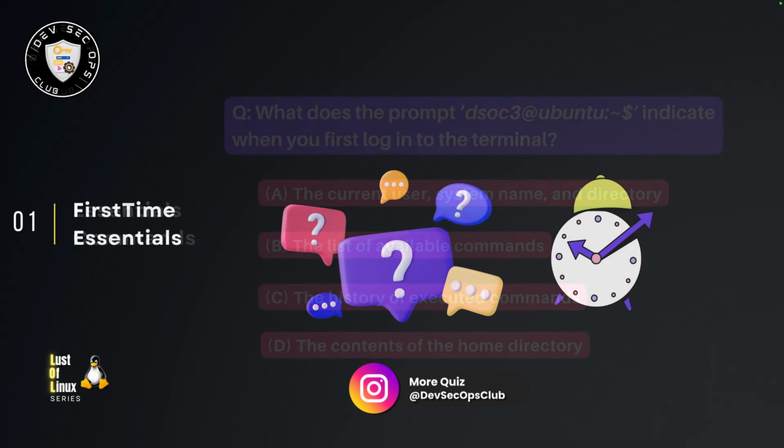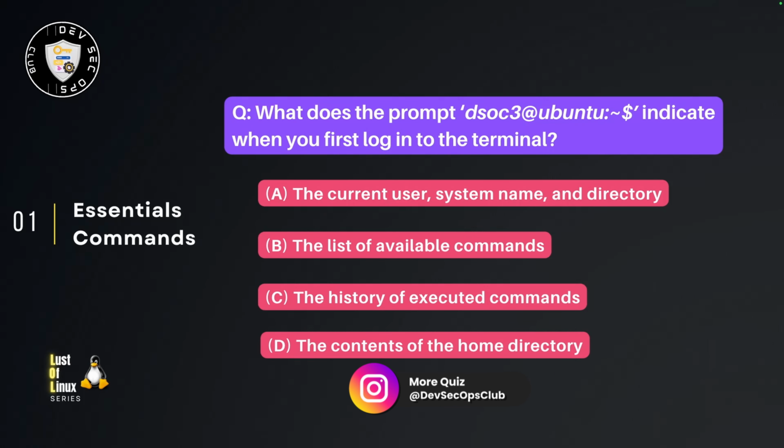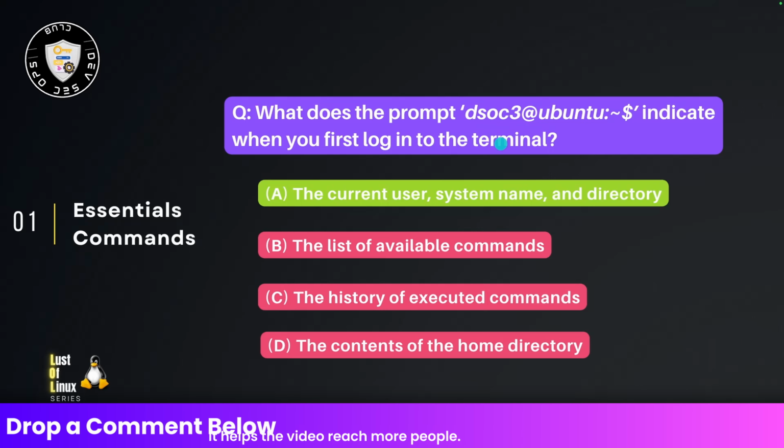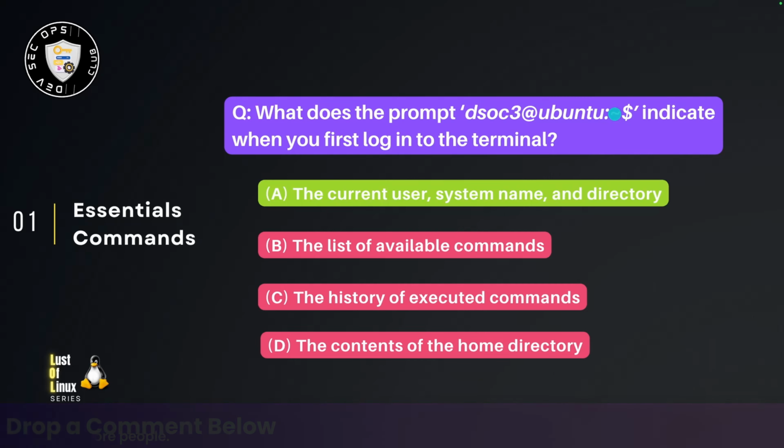So quiz time, we have a quiz over here. What does the prompt sockcube at ubuntu indicate when you first log in to the terminal? The first option: the current user, system name and directory; the list of available commands; the history of executed commands; the contents of the home directory. If you're watching, pause it and feel free to drop your answer. Yes, the current user, system name, and the directory. This is the current user, the system name or server name, and the directory where you are. Here, this is the home directory.